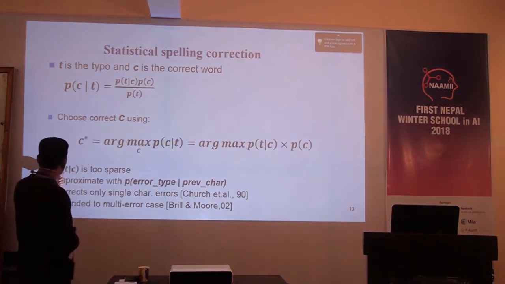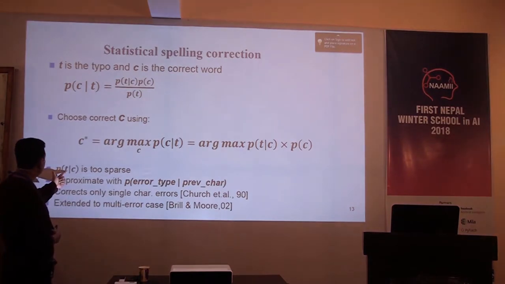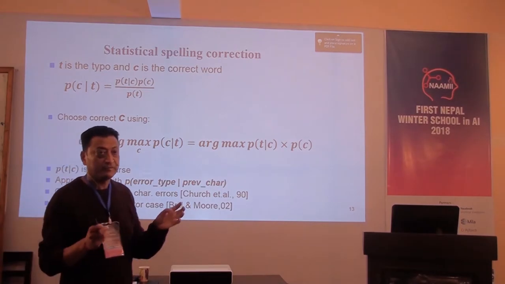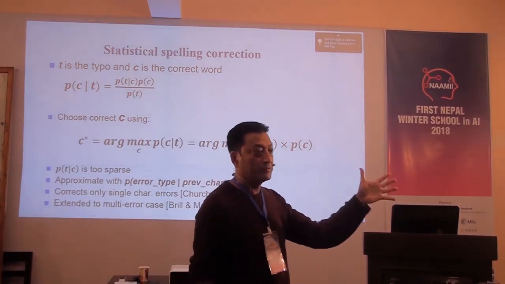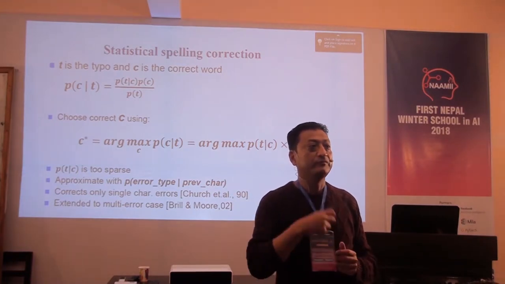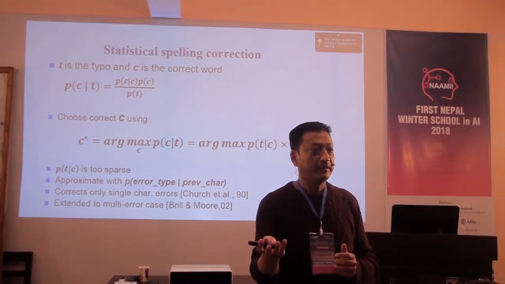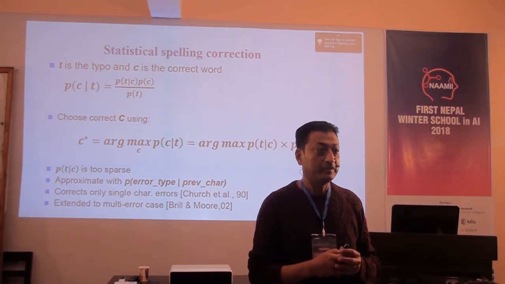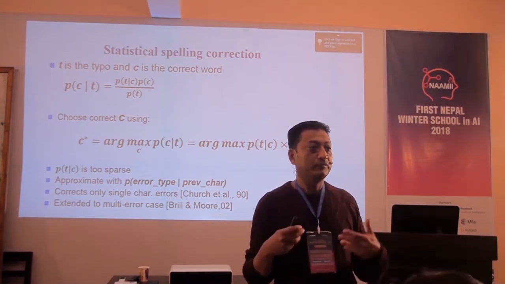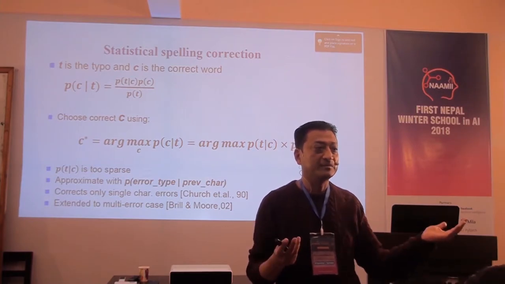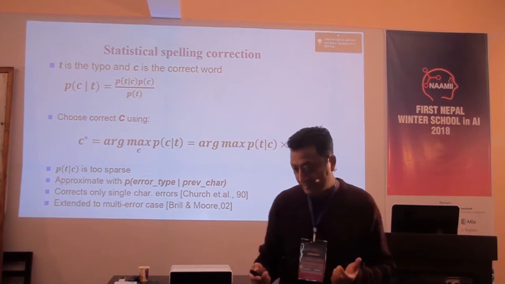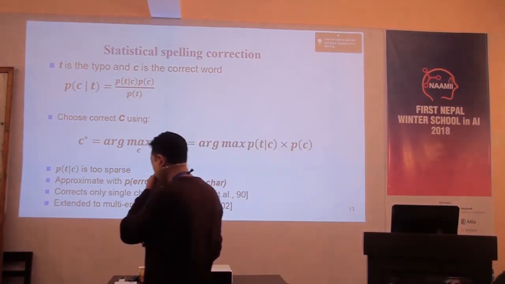However, this probability of the typo, the incorrect word, given the correct word, is very sparse, okay? This is because you need to collect a large corpus. You need to find all the incorrect words and then find their correct words. So this probability table is very sparse, right? It's not going to work if you don't have an incorrect spelling and a corresponding correct spelling, right? So this is not a feasible way.